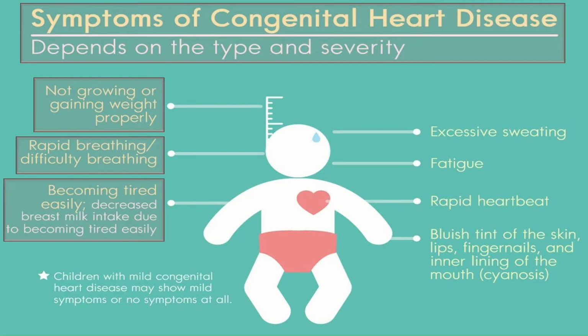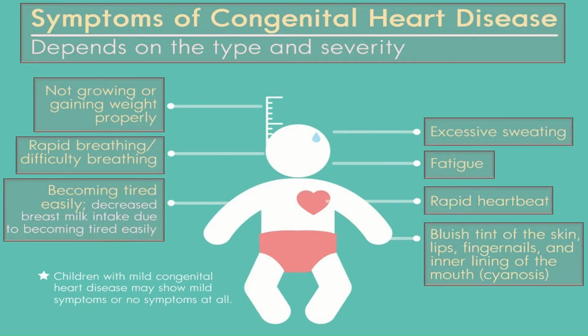Other signs and symptoms include excessive sweating, fatigue, rapid heartbeat, and a bluish tint of the skin, lips, fingernails, and inner lining of the mouth in a condition called cyanosis. Children with mild congenital heart disease may show mild symptoms or no symptoms at all.